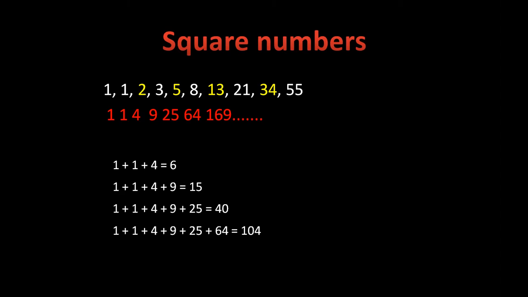6 is 2 times 3. 15 is 3 times 5. 40 is 5 times 8. And 104 is 8 times 13. Now why should the squares of 1, 1, 2, 3, 5, and 8 add up to 8 times 13?